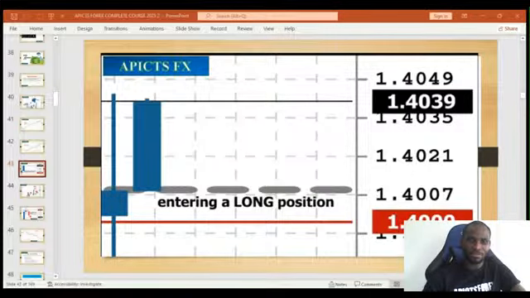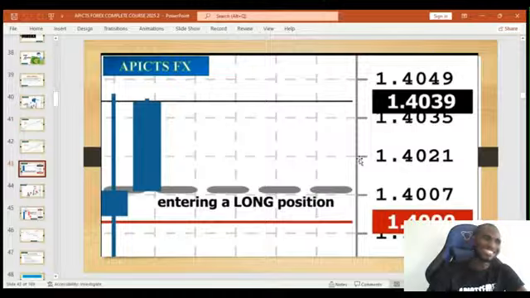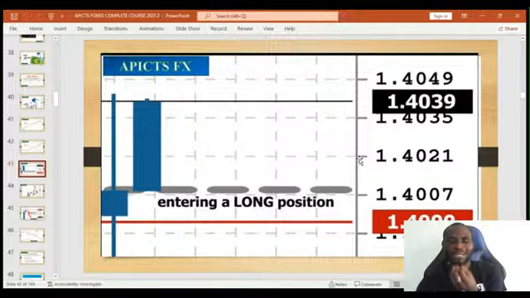Price has moved by 40, no, sorry, 39 pips. 1.4039 minus 1.4000. So price has moved by 39 pips. Very soon you will understand the significance of what it means when we say price has moved by 39 pips. You get that.